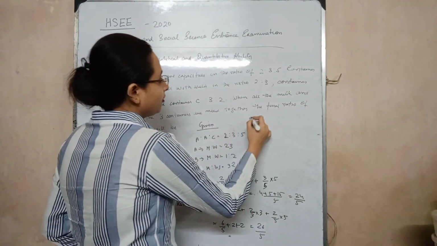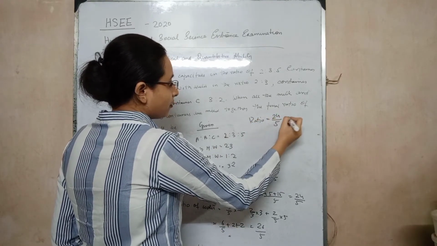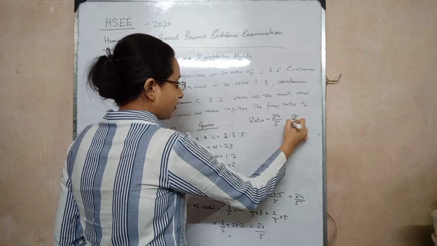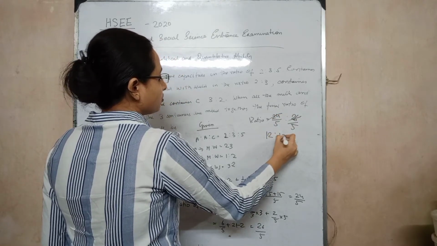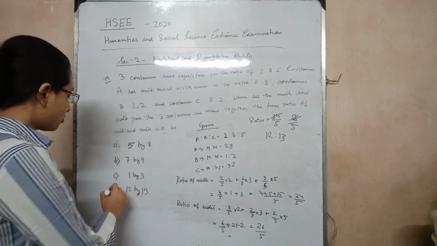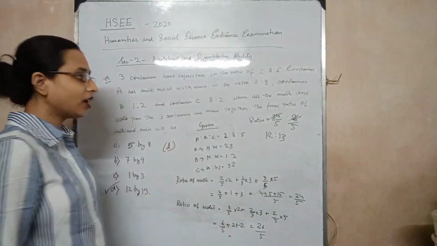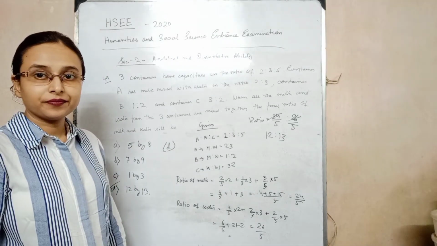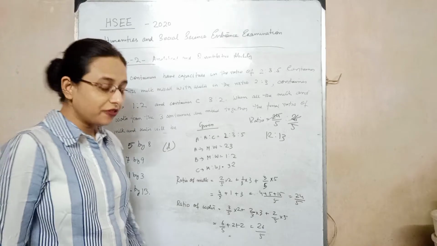Now calculating the ratio. The ratio therefore is 24/5 to 26/5. Cancelling this, we get 12:13. So the correct option is D, that is 12:13. Correct option. Okay. Now moving on to the next question, question number 50.